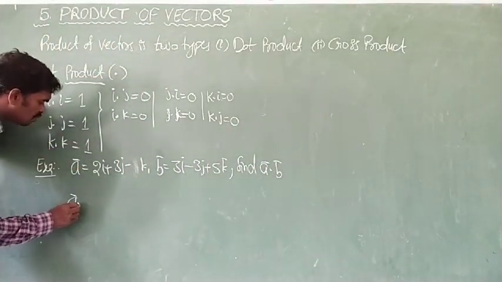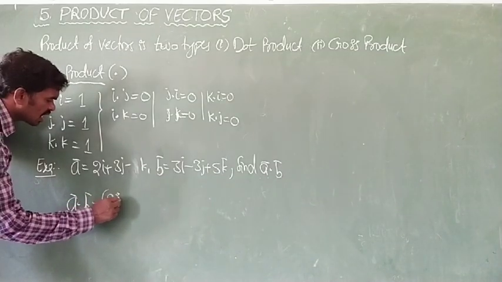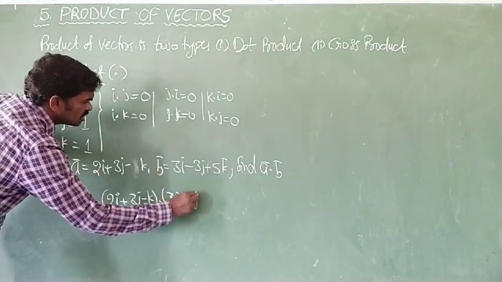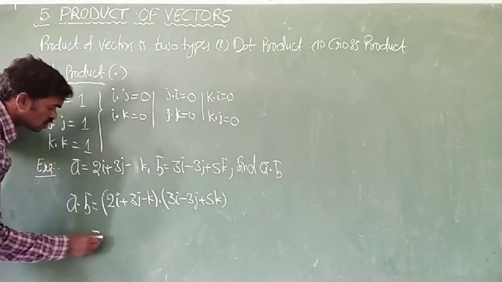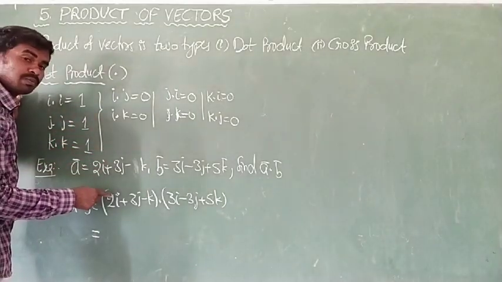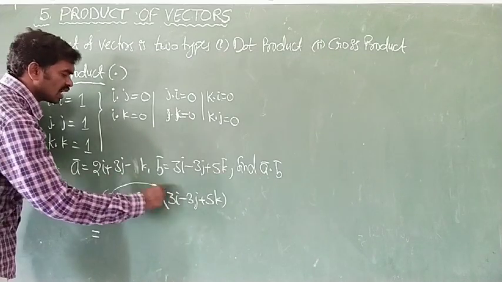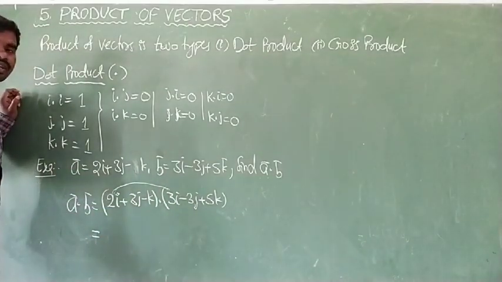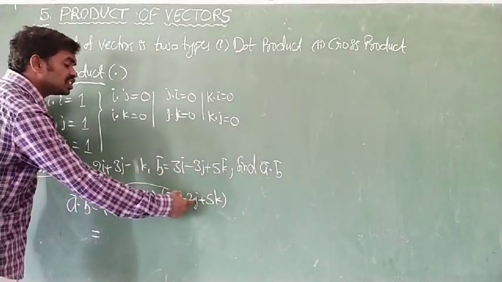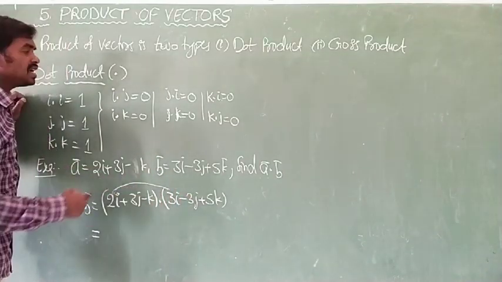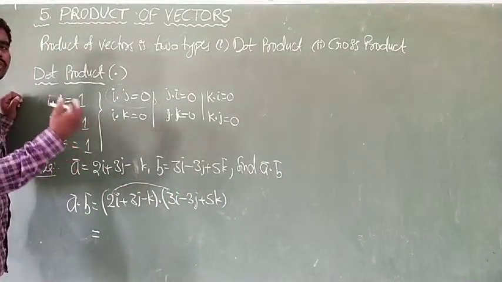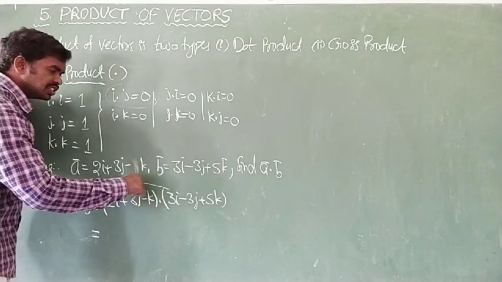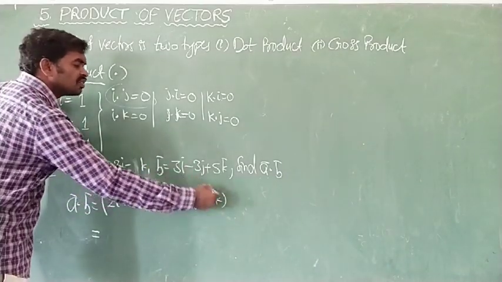Very simple. a dot b means, first write down vector a, 2i plus 3j minus k, dot 3i minus 3j plus 5k. In this dot product, we only multiply the i coefficient with the i coefficient. No need to multiply the i coefficient with the j coefficient. Why? If you multiply the i coefficient with the j coefficient, we get i dot j, and the i dot j value is 0. So instead of writing huge steps, in a simple way we write the i coefficient with the i coefficient, next the j coefficient with the j coefficient, next the k coefficient with the k coefficient.